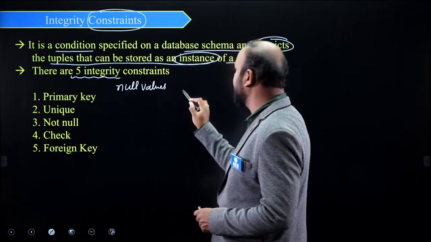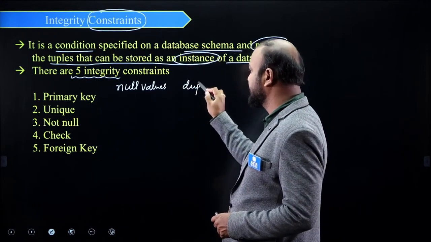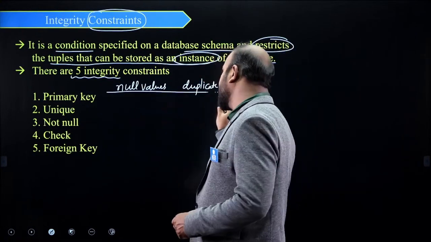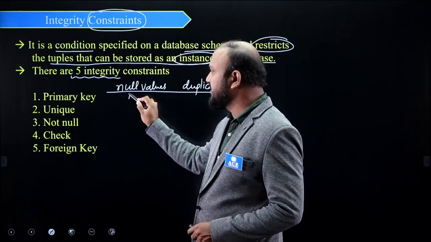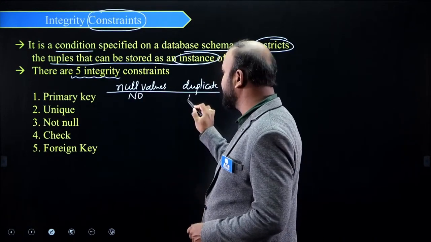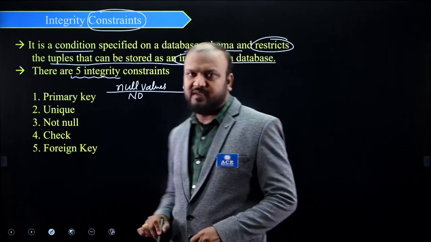Does a primary key allow duplicate values? Does a primary key allow null values? A primary key will not allow null values. Does a primary key allow duplicates? No. So what exactly is the meaning?